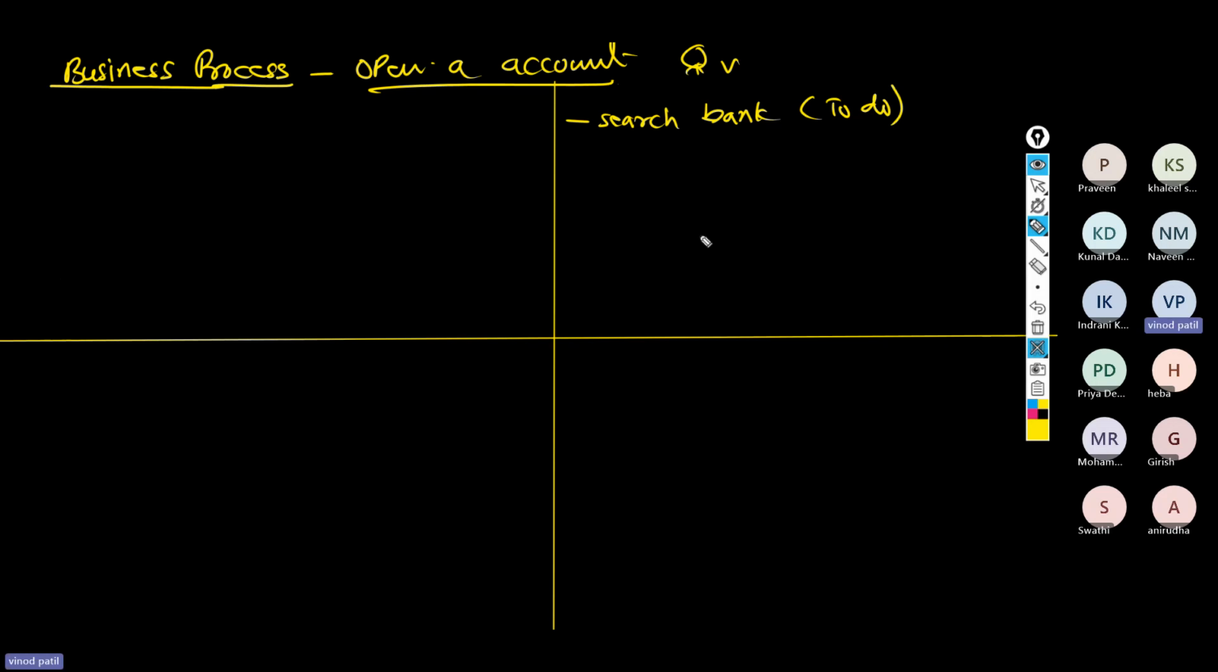Second thing, once he finds a bank, what will he do? This is Vinod, a consumer or customer. Now he will go to the bank. He will meet the bank executive who will be opening bank accounts for customers. When he meets this bank executive, he will be given a form that is called the bank account opening form or inquiry form.